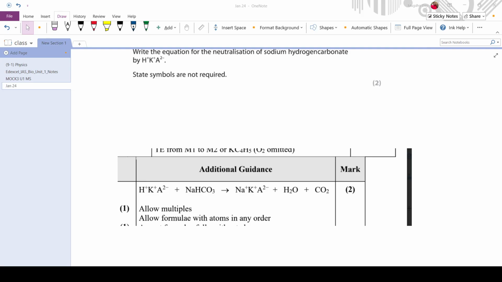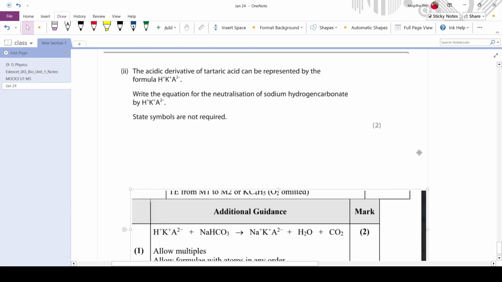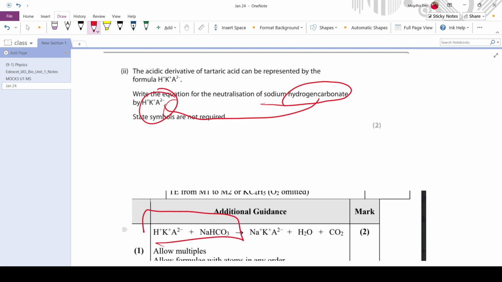Okay. So what is happening here is that the equation for the neutralization reaction is this. The sodium hydrogen carbonate is going to react with H plus and K plus A2 minus. These two will be the reactants, okay? And then the sodium is just going to replace the H and produce NaK plus and A2 minus. Now we know, since there is a carbonate, carbon dioxide must be produced, and obviously, since the hydrogen is replaced, we always know that during neutralization water must be produced. So that is why water is produced, okay?